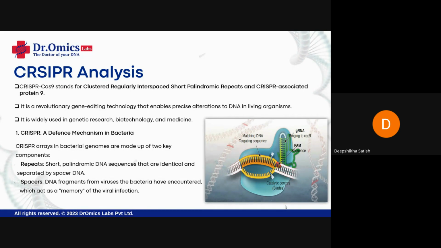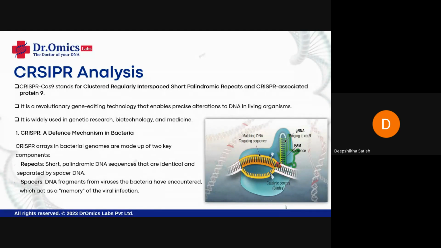Adaptive immunity means what? Do you know any example of adaptive immunity? Vaccination, for example, right? Vaccination results in adaptive immunity in humans, since the body is exposed to antigens and forms antibodies in response, which contributes to the development of immunity. Likewise, the CRISPR system works in prokaryotes.